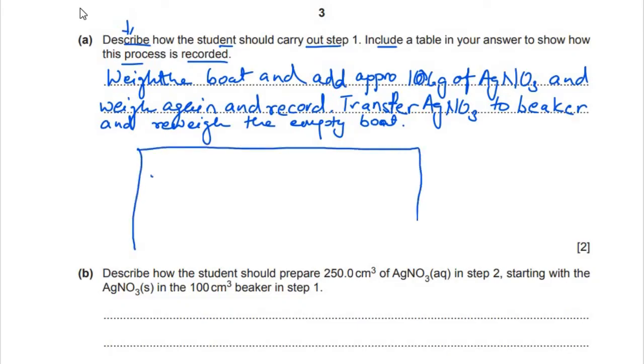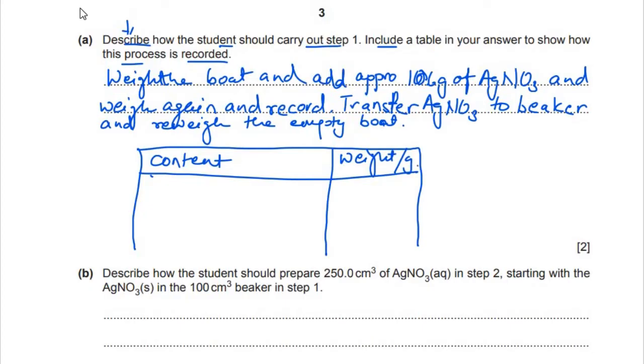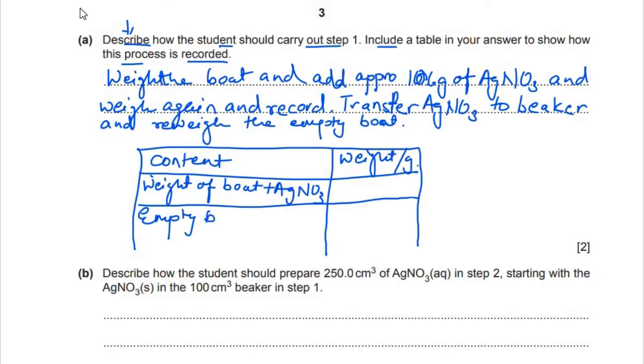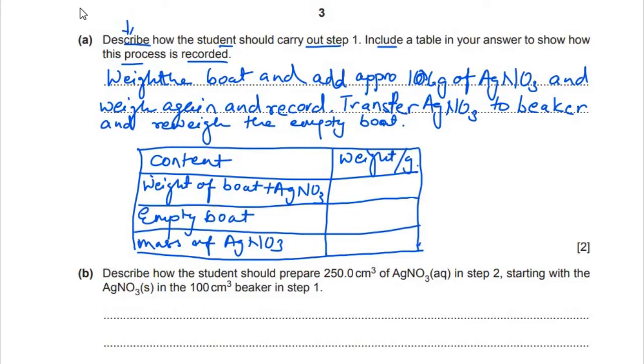you need to use a ruler to draw a table. We'll write here the content, we'll write weight in gram. We'll first write weight of boat plus silver nitrate. So that's how we are going to note the first one. Then the next one is empty boat weight, and then the mass of silver nitrate. So if we find the difference of the above two, we'll get the mass of silver nitrate used, which is approximately going to be 10.6 gram, but after weighing this, we'll exactly get what the mass is. Maybe 10.59, 10.61, but after weighing, the exact mass will be determined.